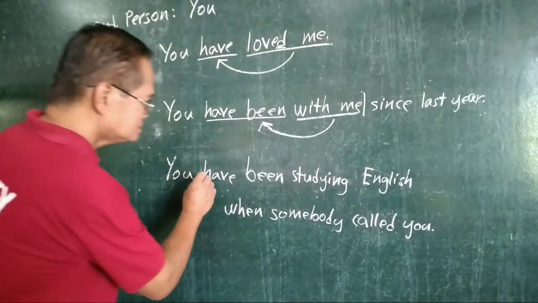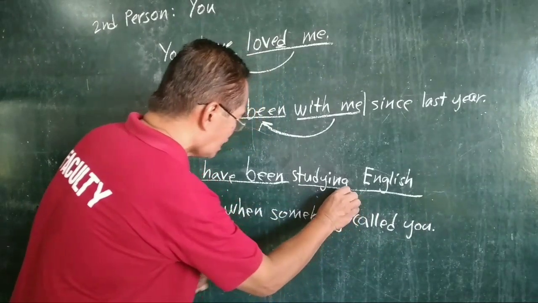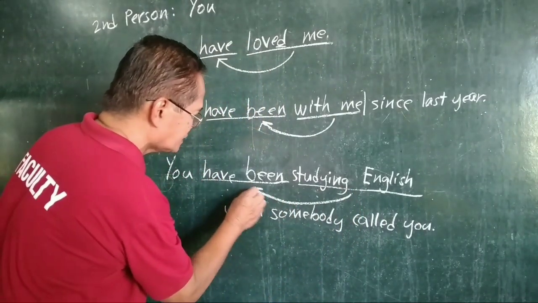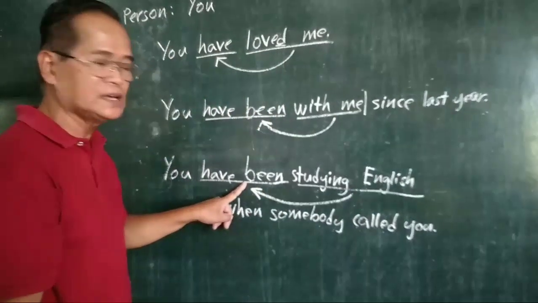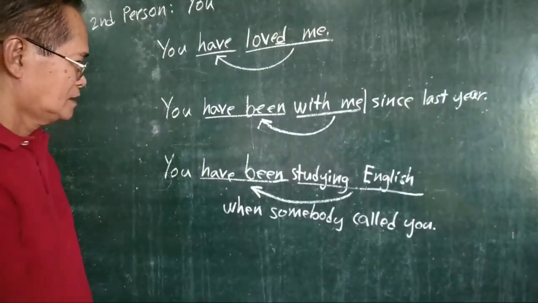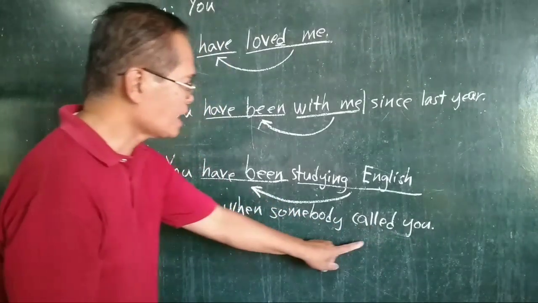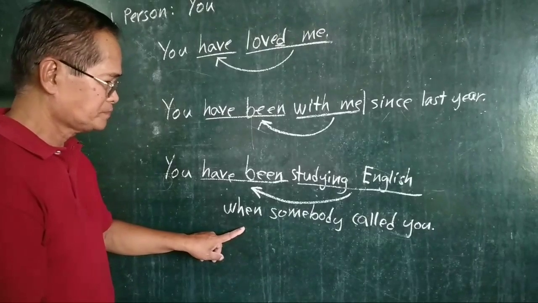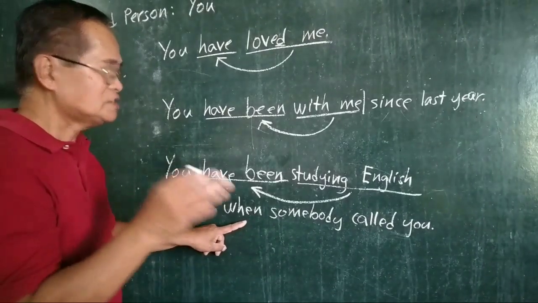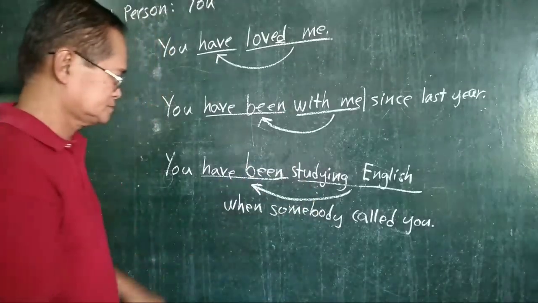Okay, and again, the same. This part is the object of the verb phrase "have been." So "have been" is functioning as a transitive verb. Okay. This part, the second part, our subordinate clause, is the action that continued up to the present.